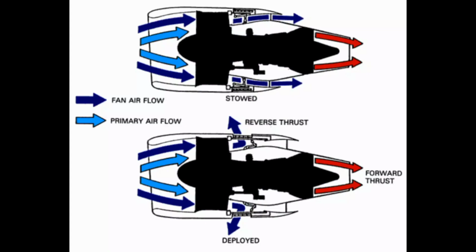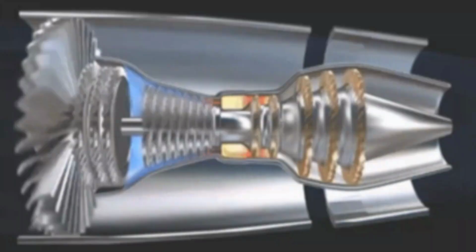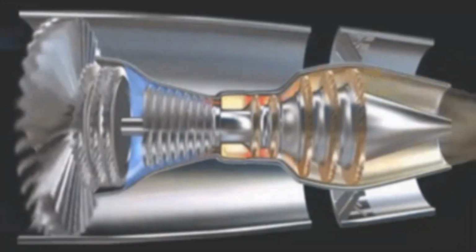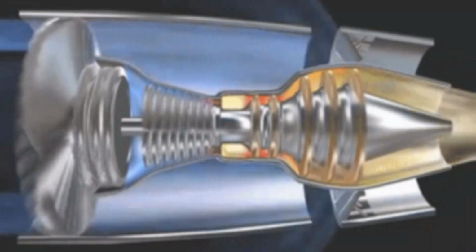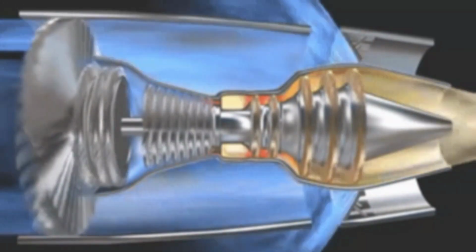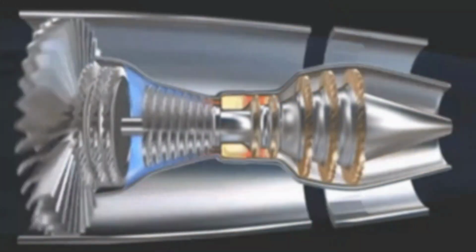Finally, since the cold bypass air coming from the fan cannot go through the normal exit, the airflow is diverted forward and sideways through the Cascade vanes. Therefore, according to Newton's third law, the aircraft gets a drag force backwards, and therefore the speed decreases quickly.